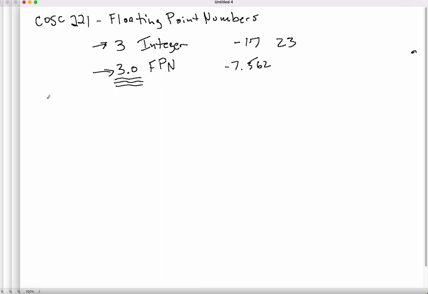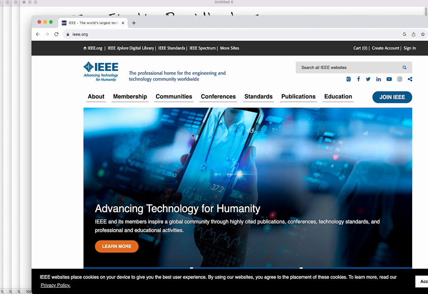What we're going to be talking about is what's called the IEEE floating point standard. I just mention this for completeness. You don't have to remember this name. The IEEE is the International something or other. I've got their web page right here.